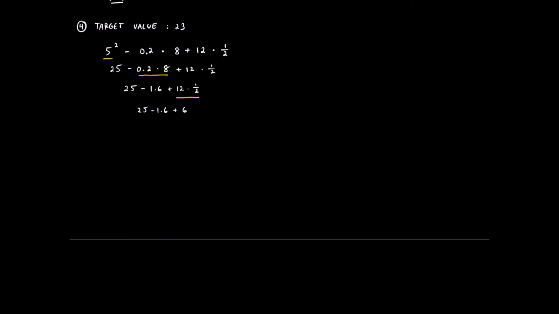Okay. Then what's 25 minus 1.6? That's 23.4. So 23.4 plus 6. And if you add those up, that would be 29.4, which clearly isn't equal to this 23 that it's supposed to be equal to. So I'm saying, where can we put parentheses into this problem so that we do get 23, right?